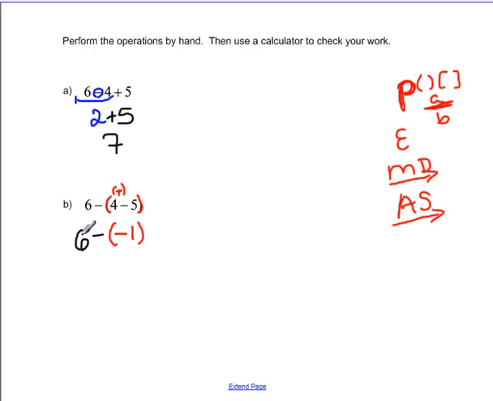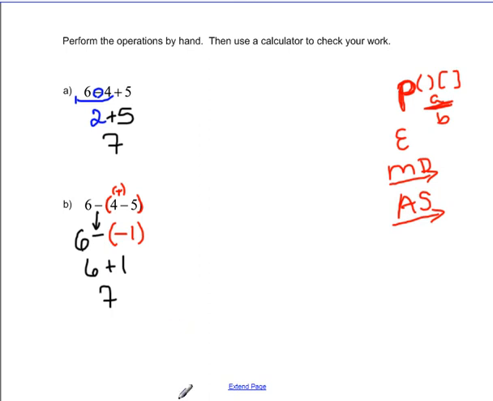So I'm going to bring down the 6, and I'm going to bring down this minus sign right here. So now I have 6 minus a negative 1. Well, we know that 6 minus negative 1 is the same thing as 6 plus 1. And so the answer to that one is also 7. But notice it's a very, very different process that got me to that answer.